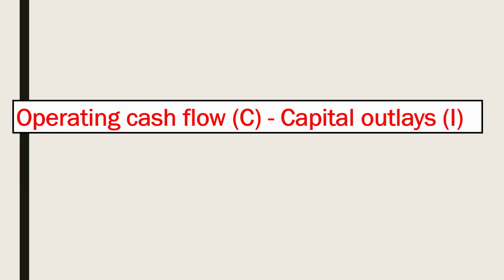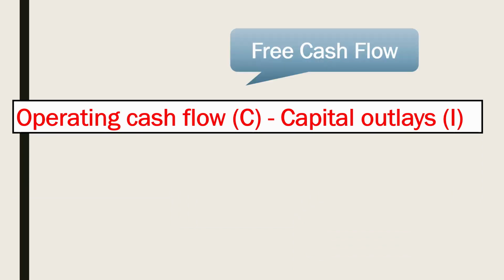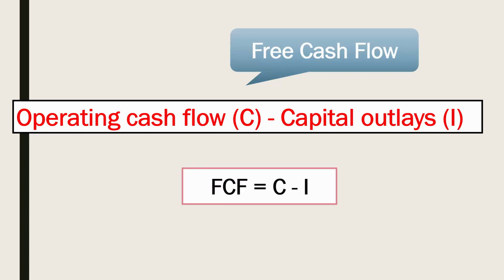Operating cash flow C, less capital outlays I, is known as free cash flow. In other words, FCF, free cash flow, equals C minus I. We use the letter I to represent capital outlays because it is the net cash investment into a firm's operating assets.